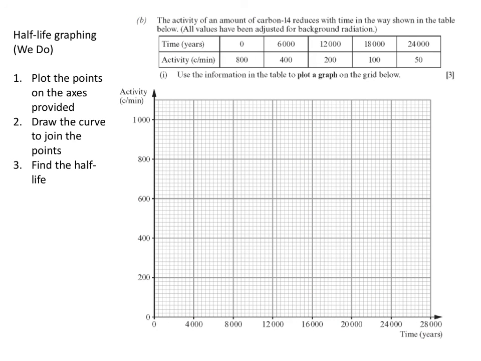Again, looking at the time across the bottom, 6,000, where's that going to be? Well, it's dead in between 4 and 8,000, isn't it? 12,000 there, 18,000 is going to be dead in the middle, 24,000 there. And then we just plot these points using that. So I'd like you to try and plot that graph. And for these 2 graphs, we just need to plot the points.